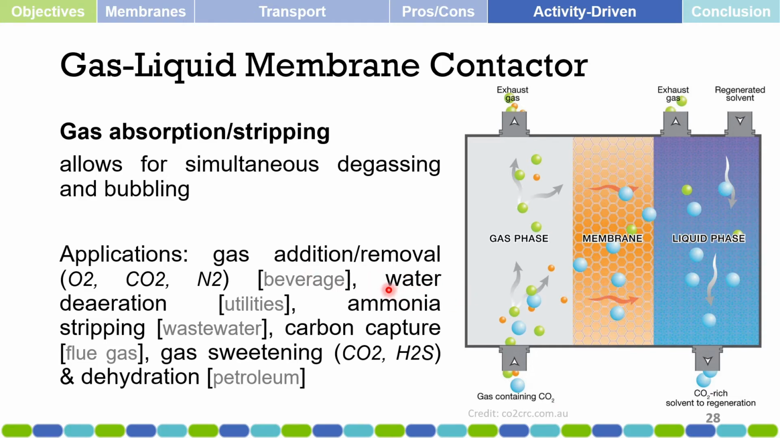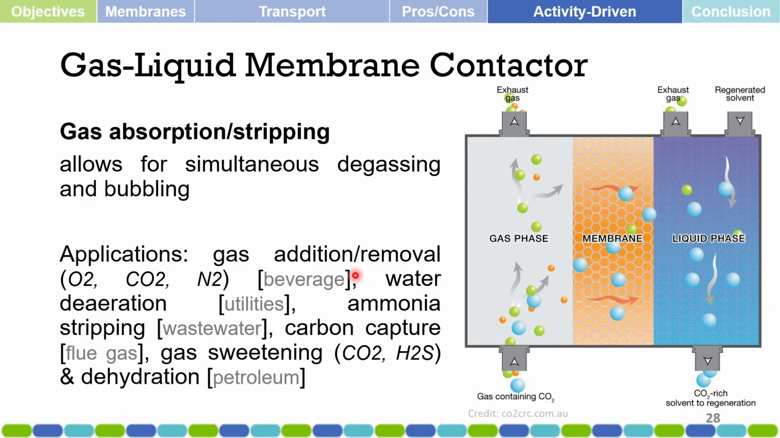Other applications to which you can apply a gas-liquid membrane contactor are the aeration of water in utilities, so you avoid the corrosion of a process, especially when you're producing steam, and the removal of ammonia from wastewater, carbon capture from flue gas, or the sweetening of natural gas when you remove CO2 or hydrogen sulfide, or you remove water components from your natural gas.